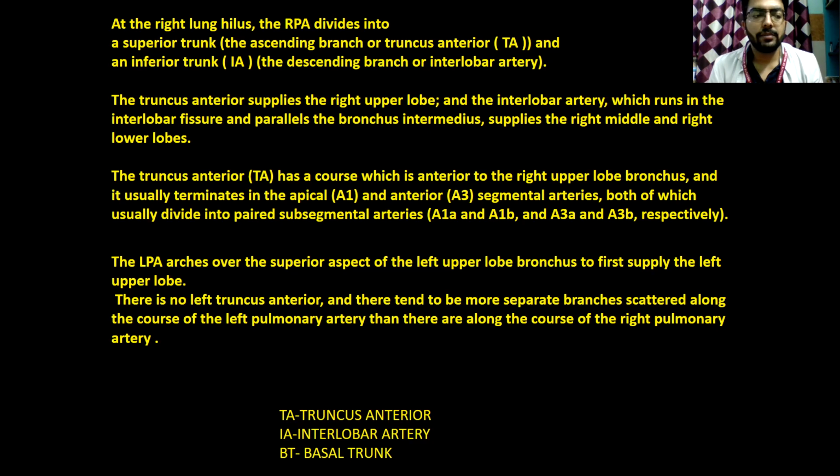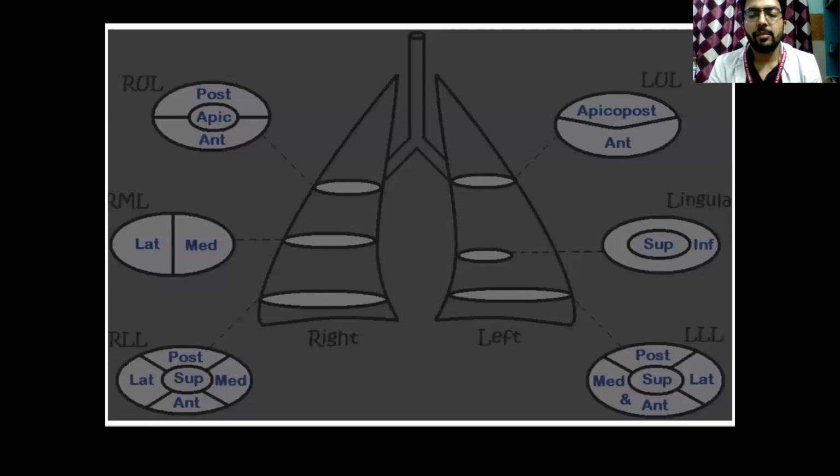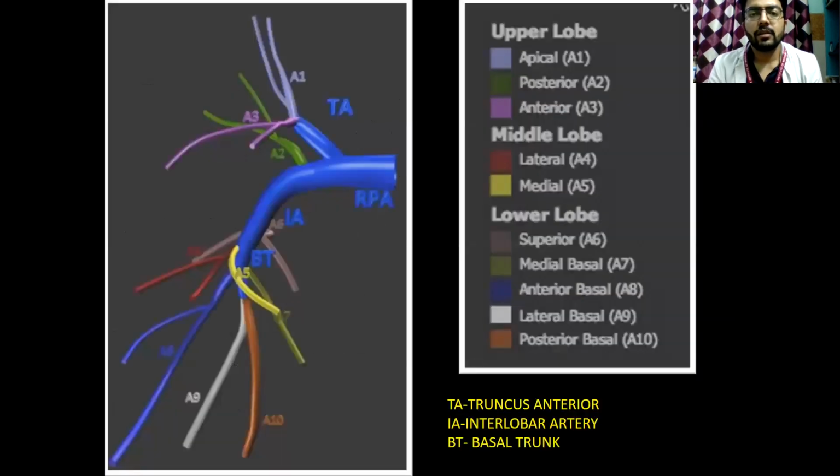The LPA arches over the superior aspect of the left upper lobe bronchus to first supply the left upper lobe. There is no left truncus anterior, and there tends to be more separate branches scattered along the course of the left pulmonary artery than there are along the course of the right pulmonary artery. This is the diaphragmatic representation of same.